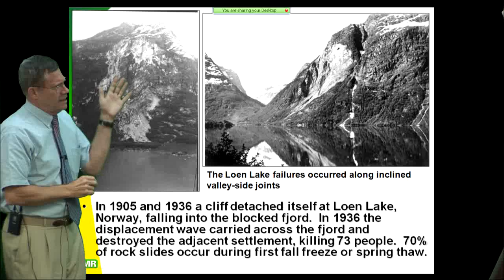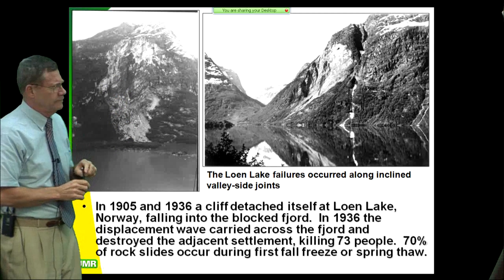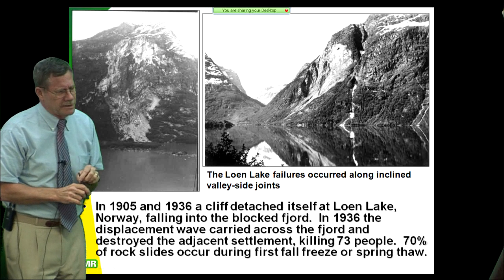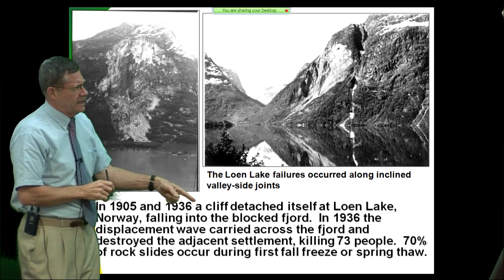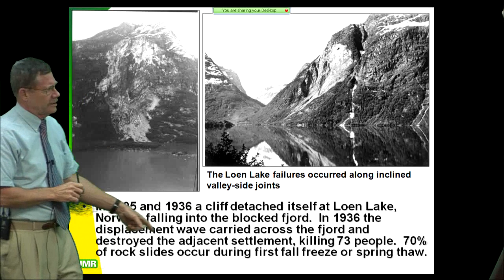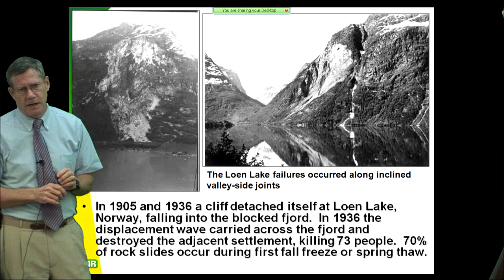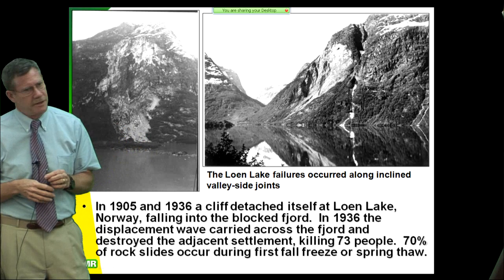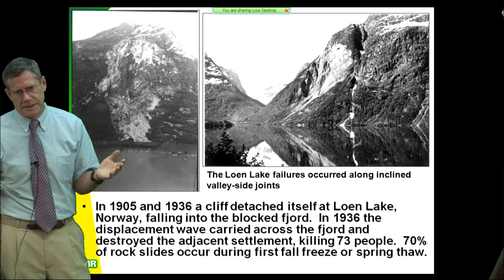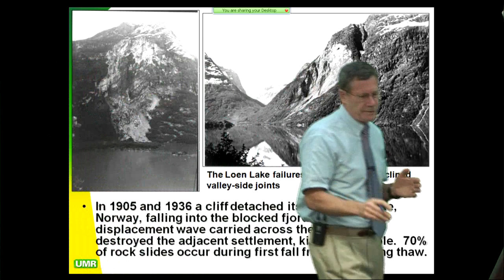Now, when they started studying these sorts of failures, they found they're fairly common in Scandinavia. And the Norwegian Geotechnical Institute down at Oslo, NGI, found that 70% of their rock slides in Europe occurred during the first fall freeze or the first spring thaw. What's going on? Pore pressures, pore pressures, pore pressures. This is all about trapped pore pressures. It's not about the volume of water, it's about pore pressure.